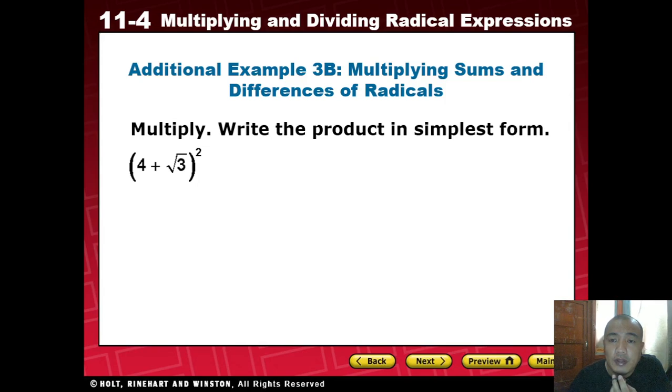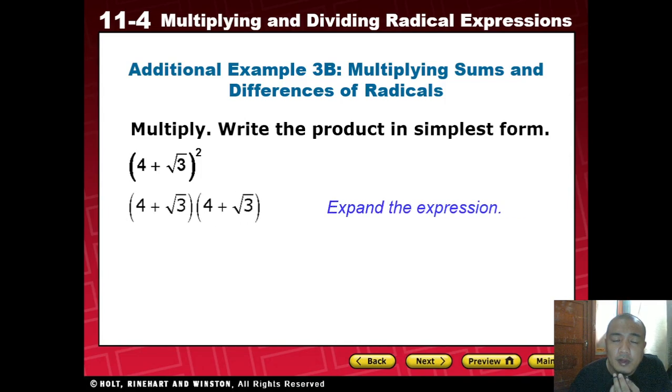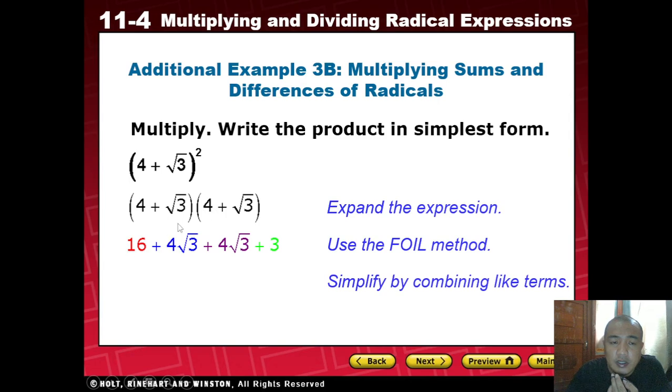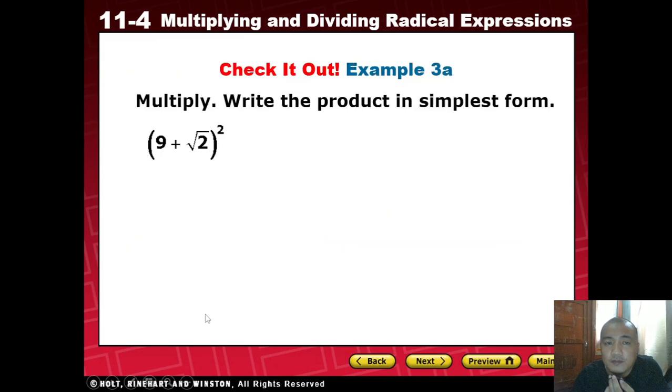Next, let us multiply, write the product in simplest form. What is 4 plus square root of 3 quantity squared? Okay, expand the expression. 4 plus square root of 3 squared means you multiply 4 plus square root of 3 by itself twice. So use the FOIL method. 4 times 4, 16. 4 times square root of 3 plus 4 square root of 3 plus 3, yes, square root of 9 is 3. Then simplify by combining like terms. You can combine 4 plus 4 because they are like radicals. So 8 square root of 3 plus 19, or 19 plus 8 square root of 3, is the answer.